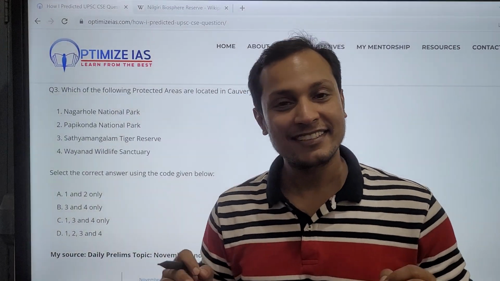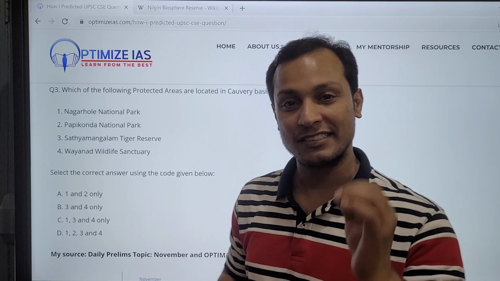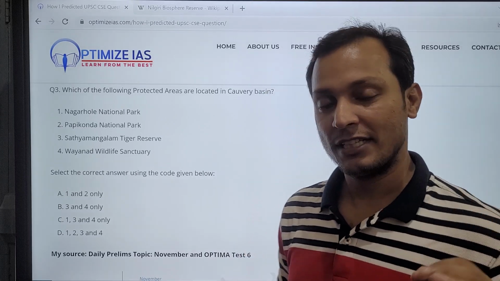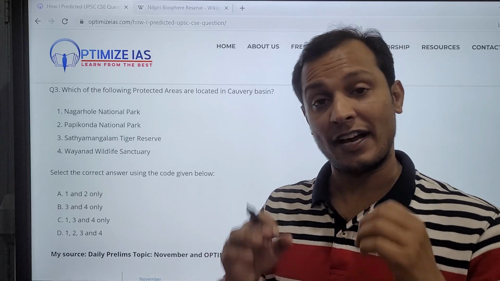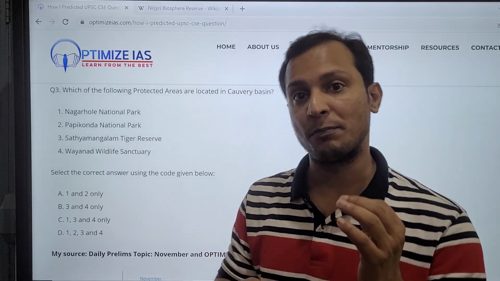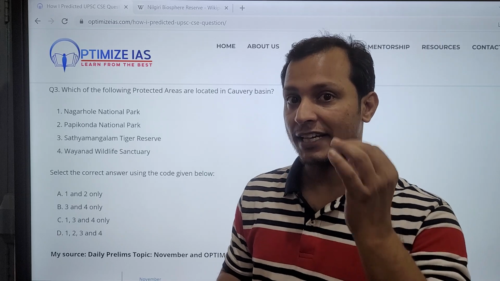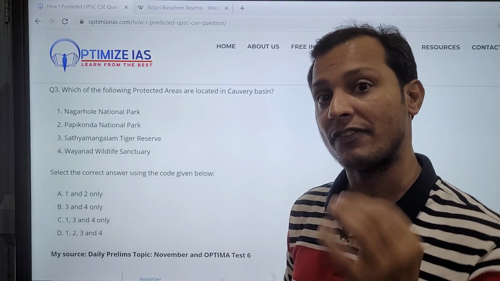Hi guys, let us see how we can apply the optional elimination trick in factual questions. Many a times aspirants struggle in factual questions, and factual questions are very difficult, particularly for the beginners. Let us see how we can apply optional elimination and solve even factual questions.